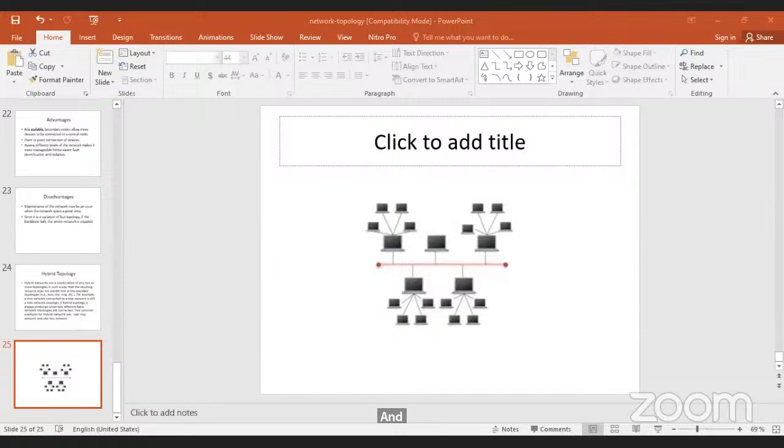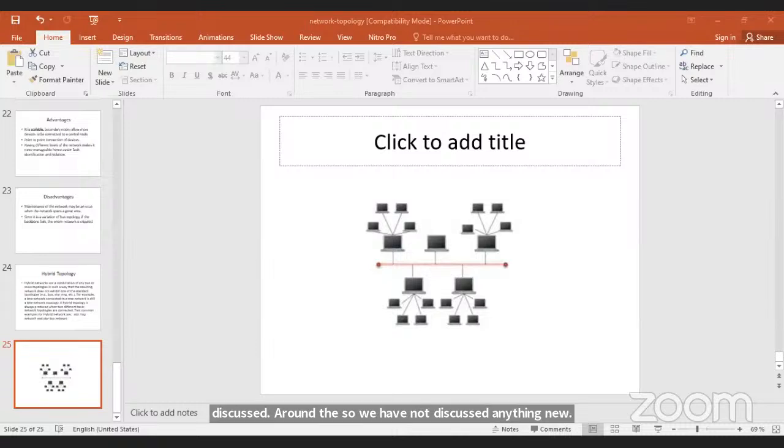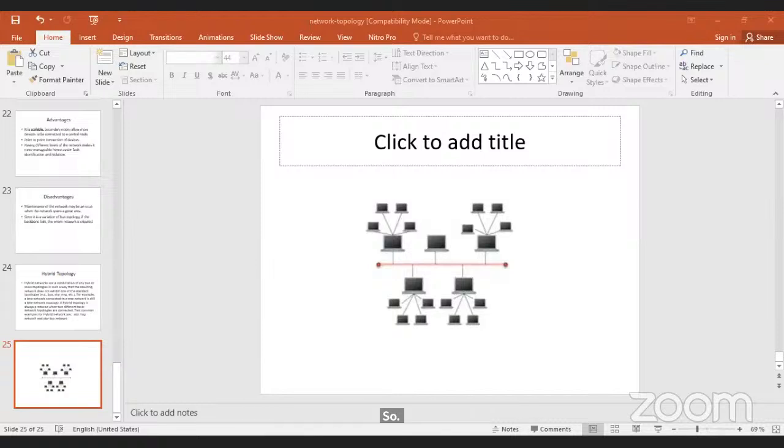And all this, what we have discussed, are on the e-learning. So we have not discussed anything new. What we are discussing is on the e-learning, so you can as well get whatever I have discussed on the e-learning portal.